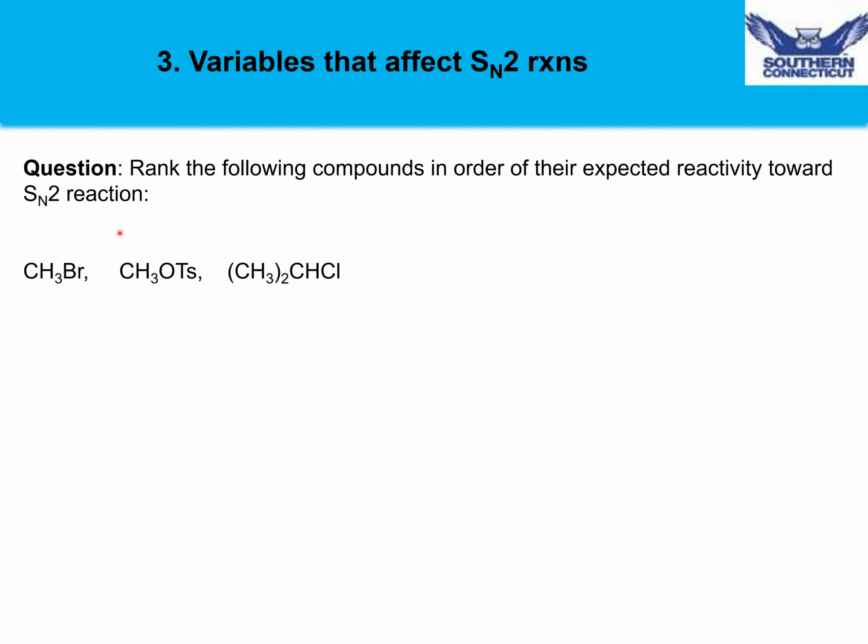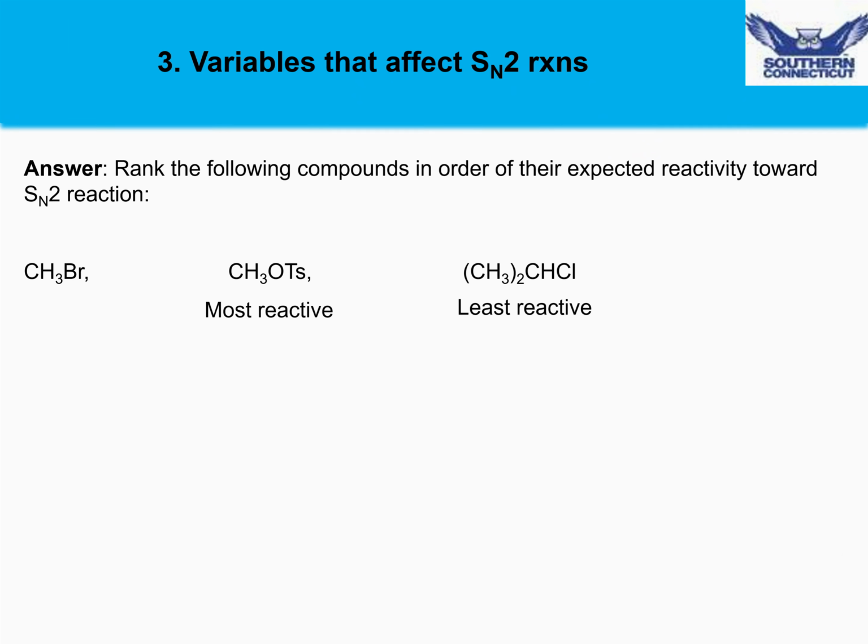So in this next question, we want to rank the relative reactivities of these alkyl halides or tosylates in the SN2 reaction. So we have a methyl bromide, a methyl tosylate, and an isopropyl chloride. Between these three electrophiles, we would have to rank the alkyl tosylate as the best electrophile, the most reactive. Meanwhile, the isopropyl chloride is the worst one.